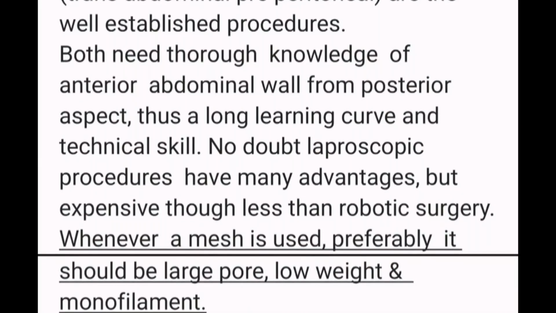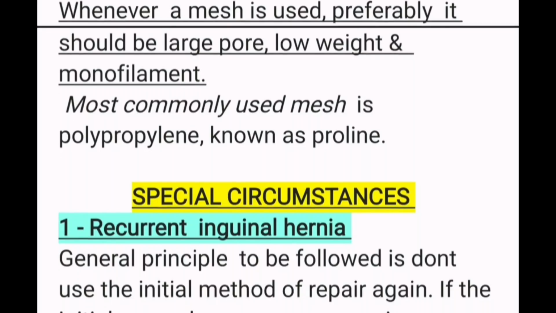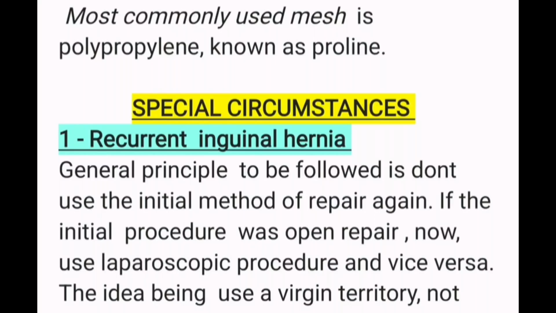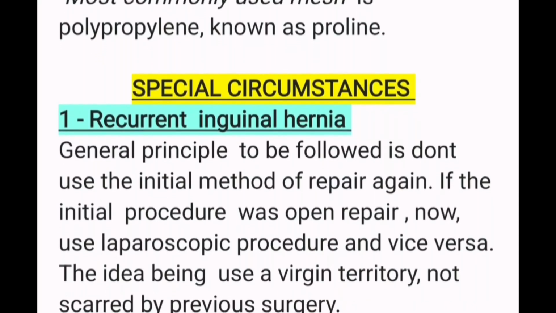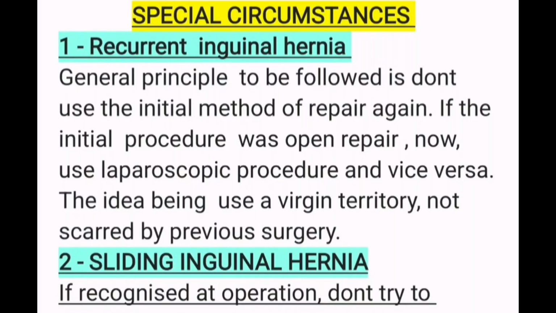Whenever a mesh is used, preferably it should be large pore, low weight and monofilament. Most commonly used mesh is polypropylene known as Prolene. There are two special circumstances. Number 1, recurrent inguinal hernia. General principle to be followed is don't use the initial method of repair again.